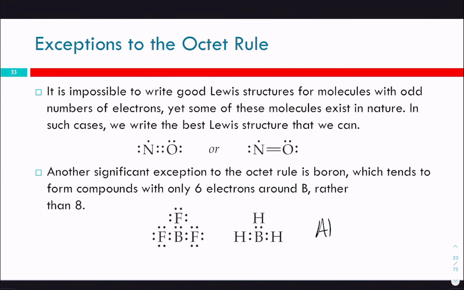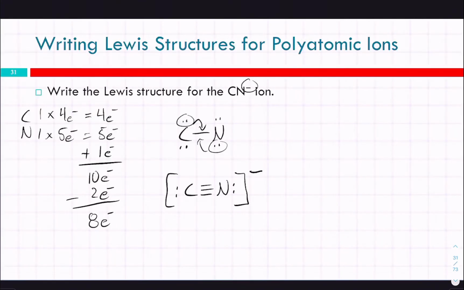So this is why, if we go back a little bit, anything with nitrogen is going to have some charge on it, whether it's a positive one or a negative one, because we have to add or remove 1 electron, because nitrogen has 5.